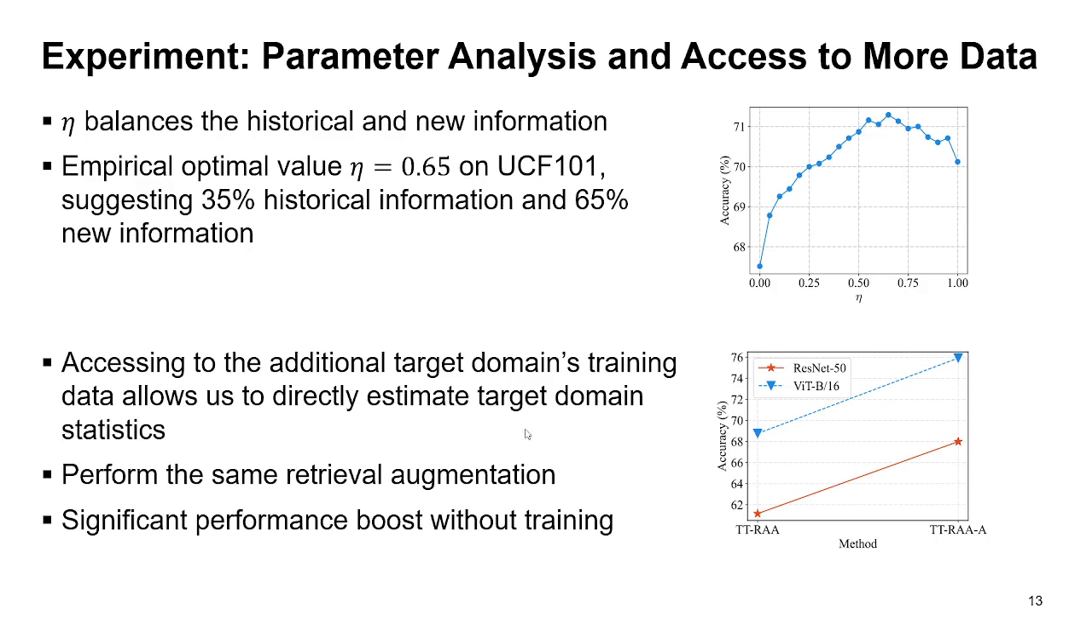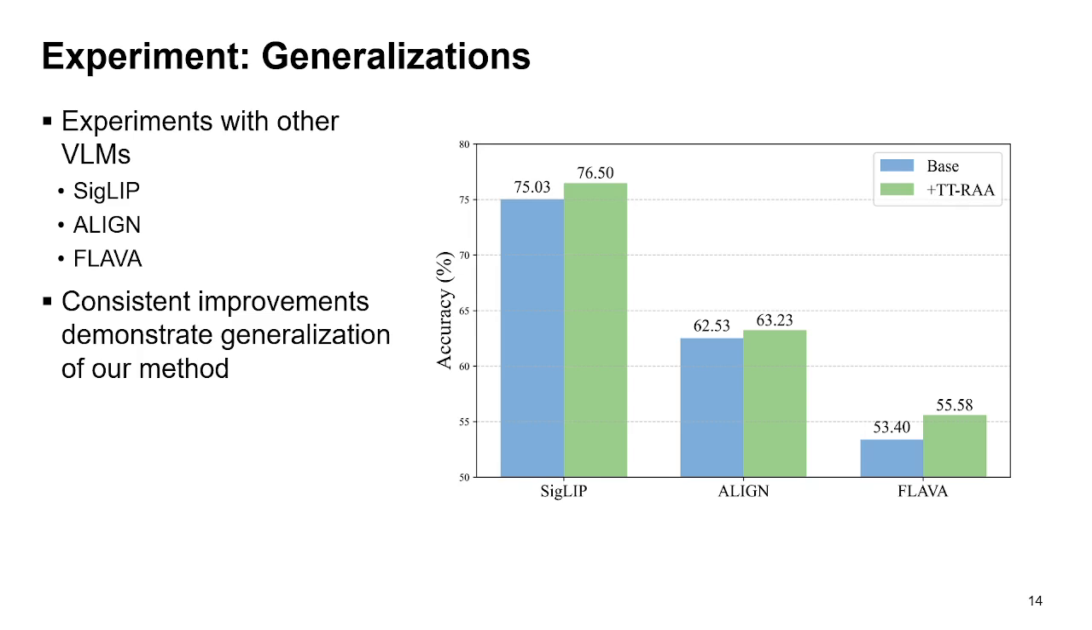When we can access additional target domain streaming data, it allows us to directly estimate the target data distribution. We can then perform the same retrieval augmentation. It yields a significant performance boost without training. We also conduct more experiments using other vision language models, such as SigLIP, ALIGN, and FLAVA. Our method shows consistent improvements and demonstrates the generalization of our method.